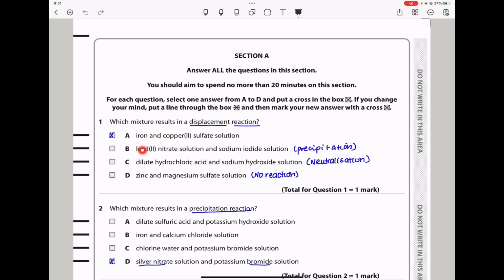If you look at B, this is lead(II) nitrate. When lead(II) nitrate reacts with sodium iodide, we're going to form lead iodide, which is going to be a precipitate, so this is a precipitation reaction. When hydrochloric acid reacts with sodium hydroxide, a neutralization reaction occurs. And when you react zinc and magnesium sulfate, because magnesium is more reactive than zinc, there will be no reaction. So the answer here should be an A. This is the only displacement reaction.